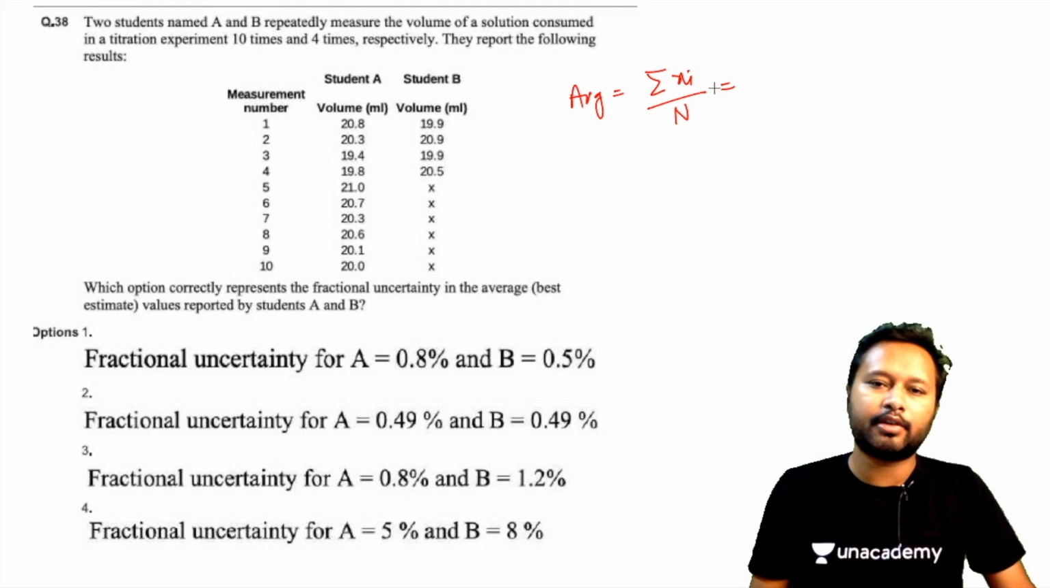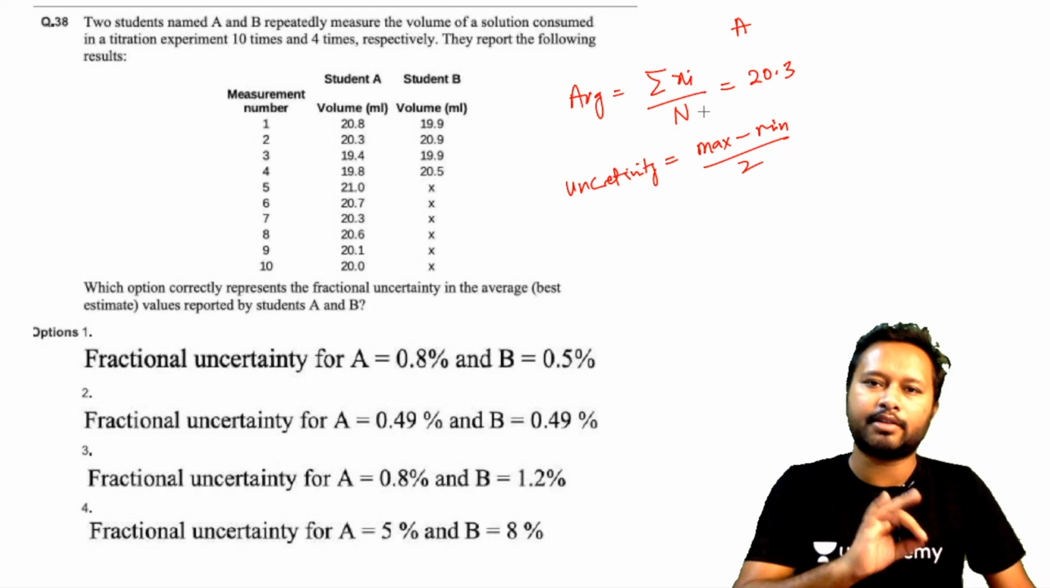So once you do it for A, the average will come out to 20.3. That will be the average value. And how to find the uncertainty? Uncertainty is basically the maximum value minus the minimum value, divided by 2. That gives you the uncertainty value.